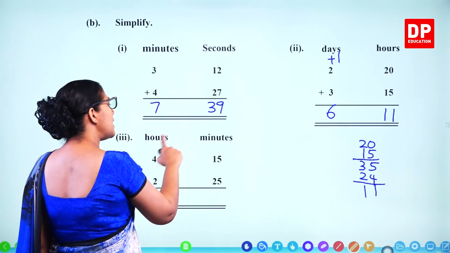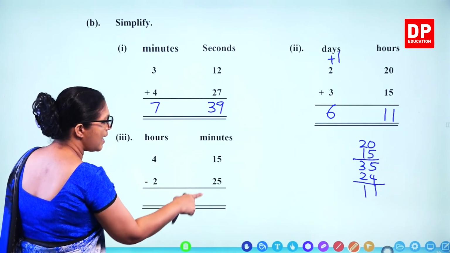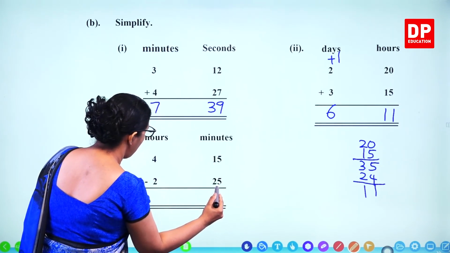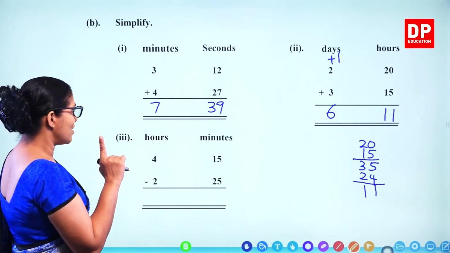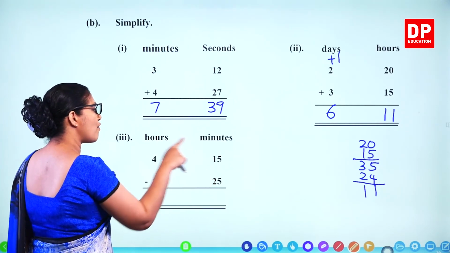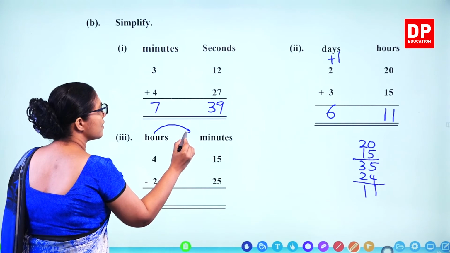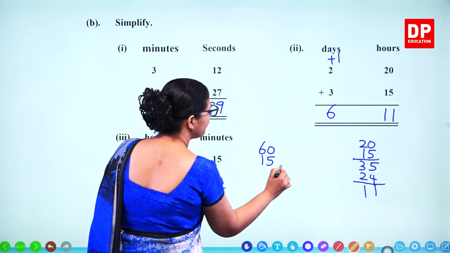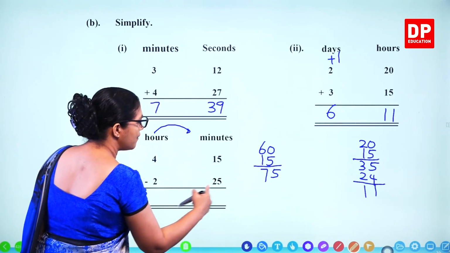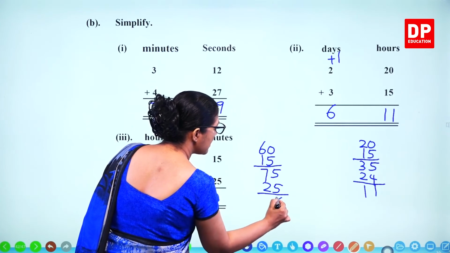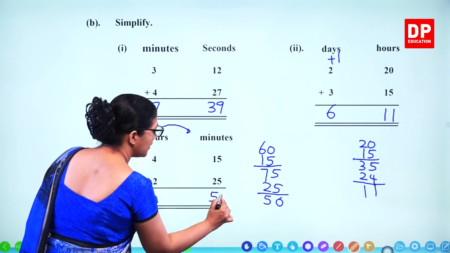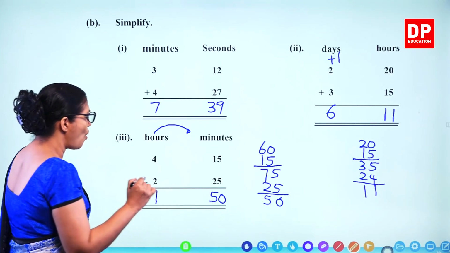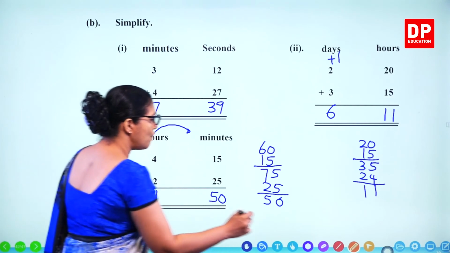This one is hours and minutes. So add and see whether it exceeds 60. No, you can. This is subtraction, not addition. So you can't subtract 25 from 15. So we have to take 1 hour. So when you take 1 hour, that means 60 minutes. 60 plus 15, 75. Then subtract 25 from that. You get 50 here. 50 minutes. So what is remaining here? 3. 3 minus 2, 1. 1 hour and 15 minutes.